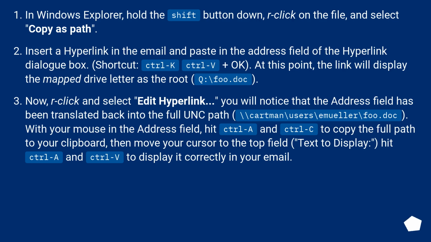Now, click and select Edit Hyperlink. You will notice that the address field has been translated back into the full UNC path, /Cartman/users/emuler/foo.doc. With your mouse in the address field, hit Ctrl-A and Ctrl-C to copy the full path to your clipboard, then move your cursor to the top field, Text to Display, hit Ctrl-A and Ctrl-V to display it correctly in your email.